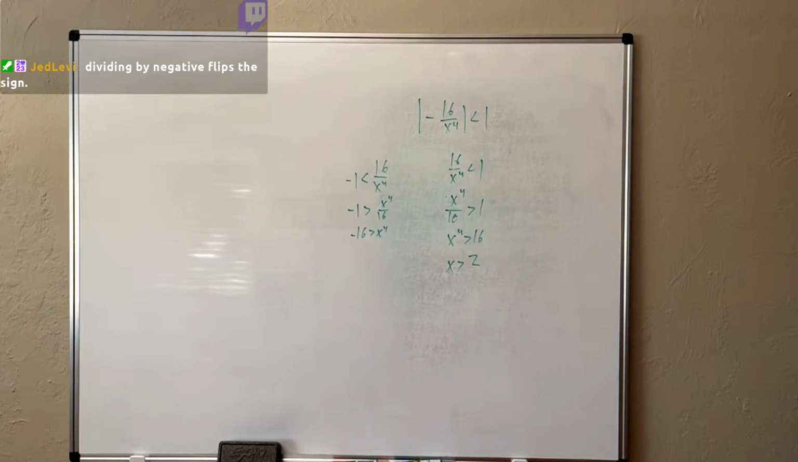I don't like the exponent, so let's just get rid of that. The solution's still the same, right? Yeah, exactly. Dividing by a negative flips the sign. I didn't divide by a negative. Did I?